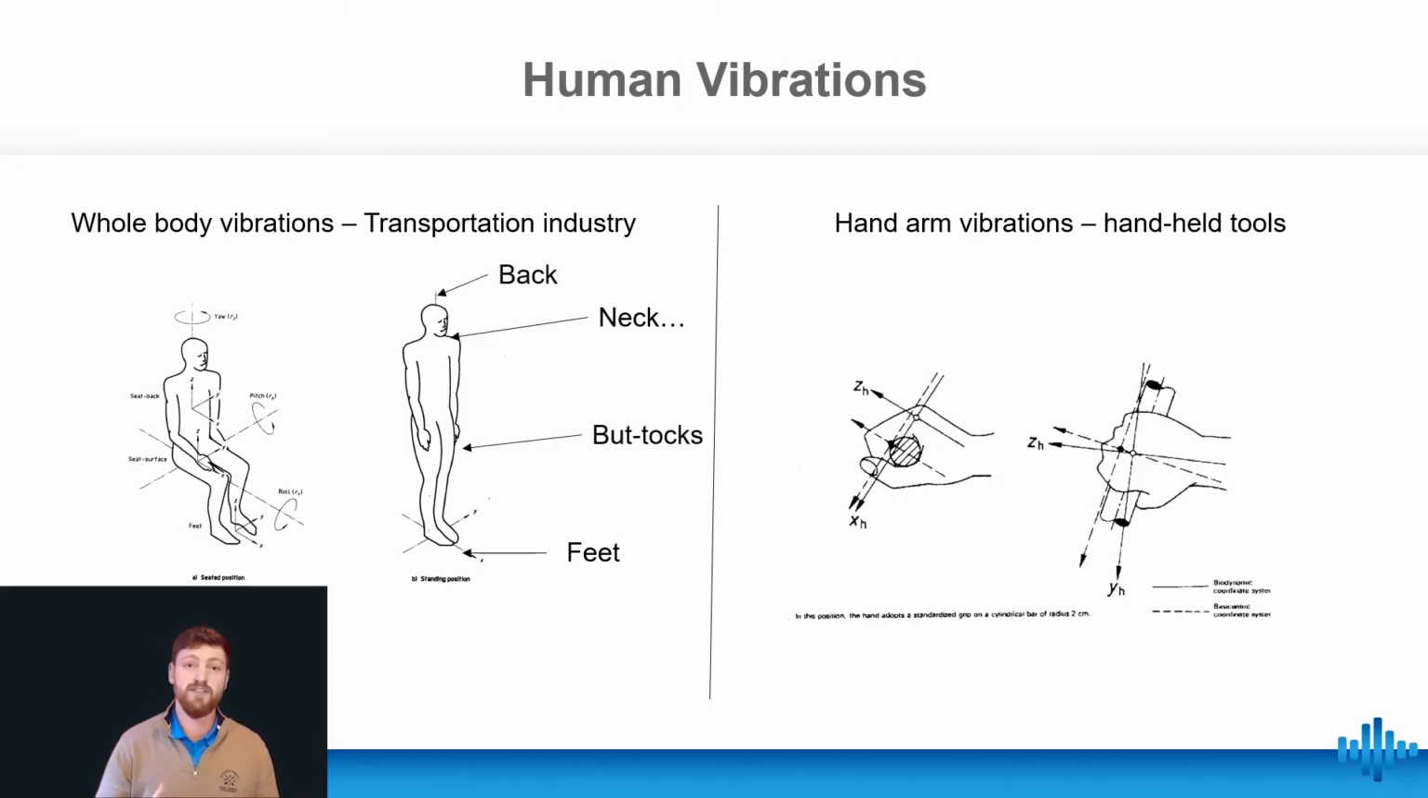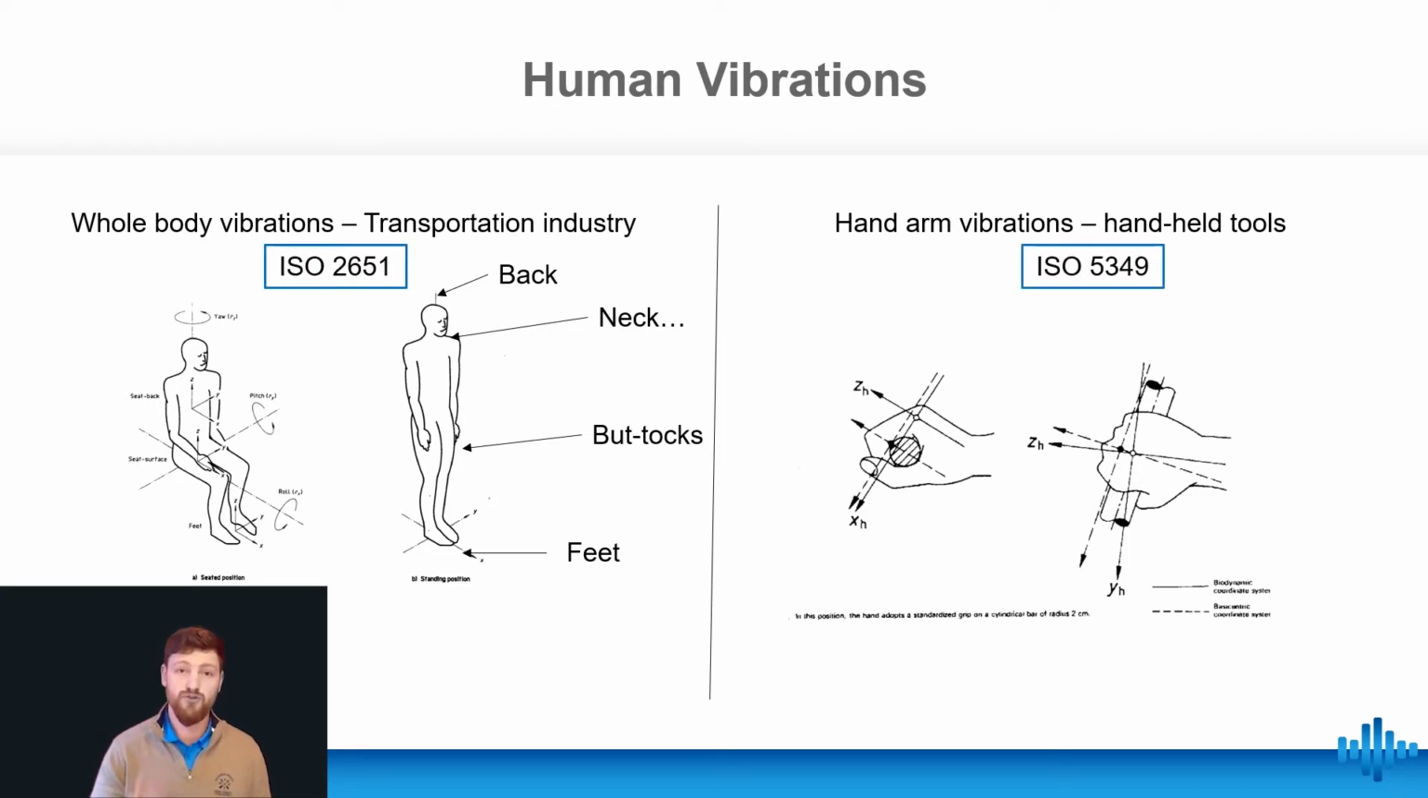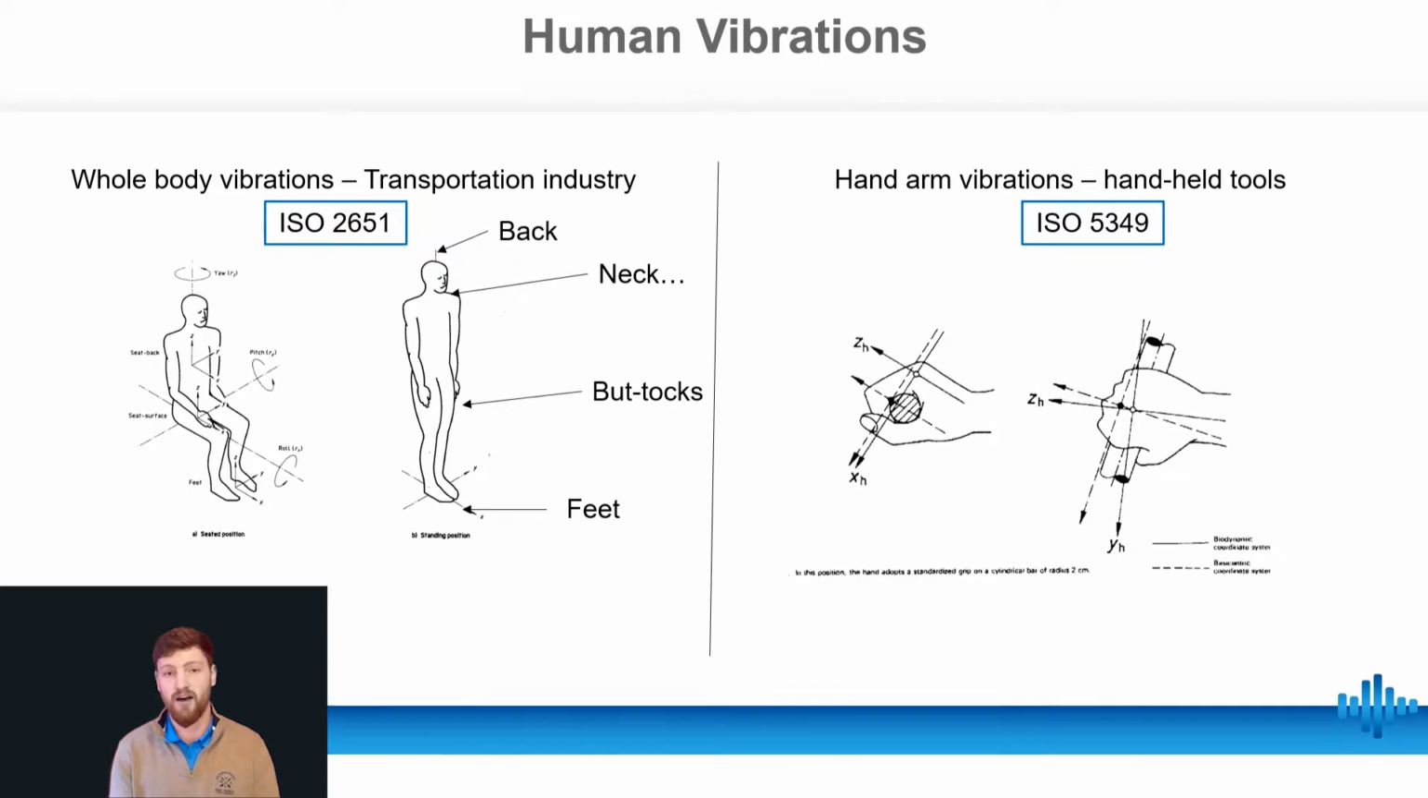The principal goal is to quantify the vibration. And for this, we have two standards. We have the 2631 for whole body, and we have the 5349 for the arm part.